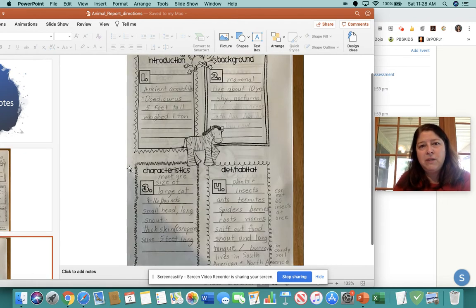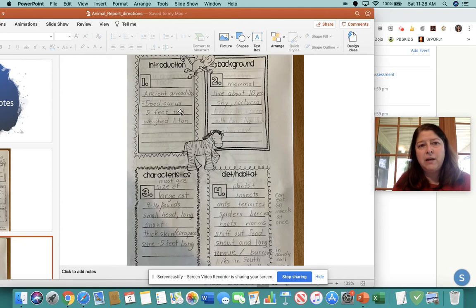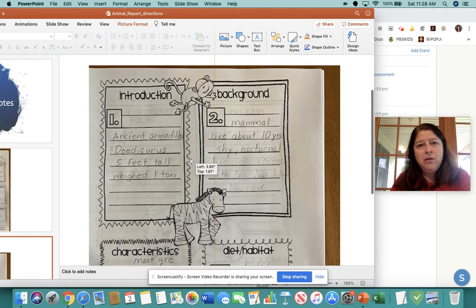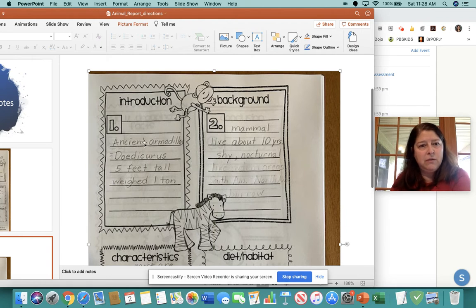So these are some of the notes that I took. I can actually get them a little bit bigger here so that you can see them. You're also going to see that I changed some notes. So here we have ancient armadillos. This is what I'm going to put in my introduction. I was able to read one of my Mayan books about ancient armadillos. And even though it didn't give me any information about modern day armadillos, I found that it was very interesting that armadillos lived in ancient times.